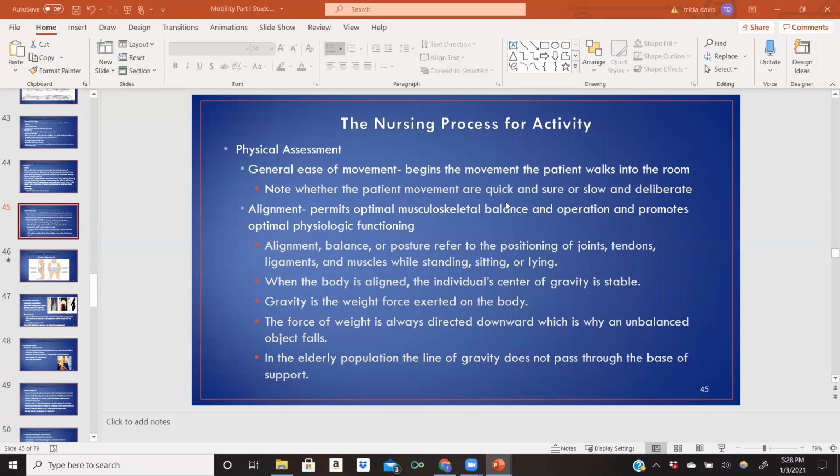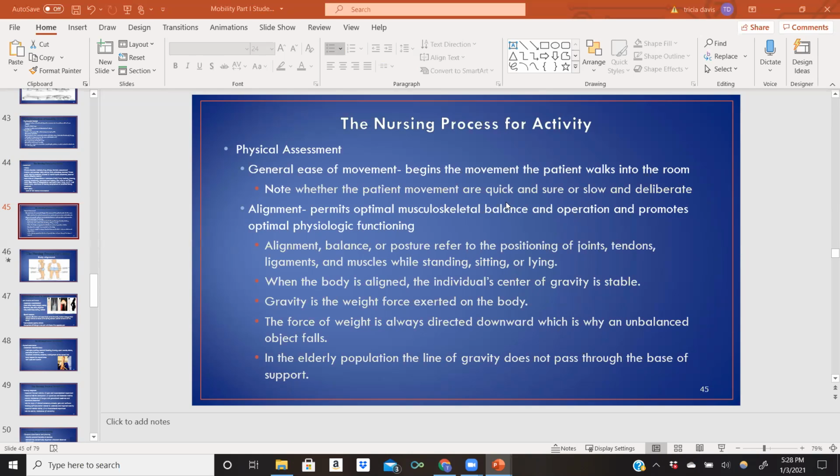So then you have your physical assessment. So you're going to assess their general ease of movement and their gait. What does their alignment look like? Their joint structure and their function. What is their muscle mass, their tone, and their strength? What's their endurance? You're going to note whether the patient movement is quick or very slow. You're going to check out their alignment. So does it permit optimal musculoskeletal balance and operation and promote optimal physiologic functioning?